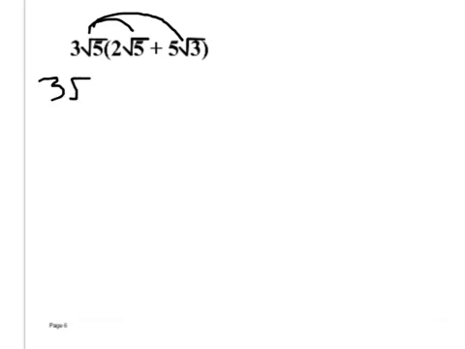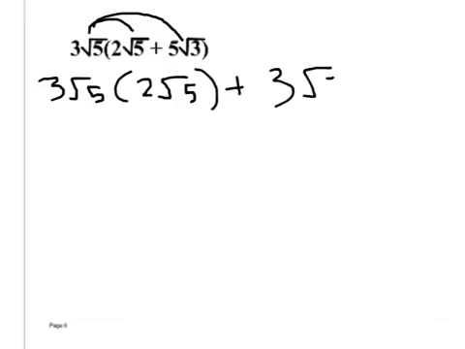3 square root of 5 times 2 square root of 5, plus 3 square root of 5 times 5 square root of 3. Okay? We distribute. 3 square root of 5 times 2 square root of 5. Then we take 3 square root of 5 times 5 square root of 3, right? Distribution. We just distribute the 3 square root of 5.